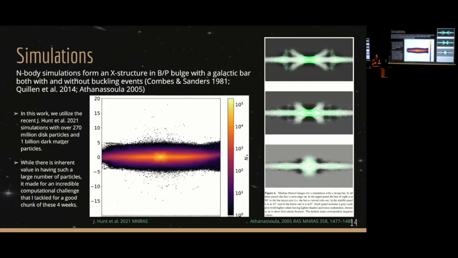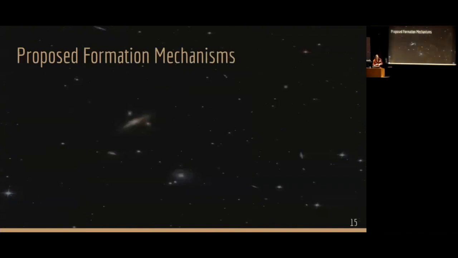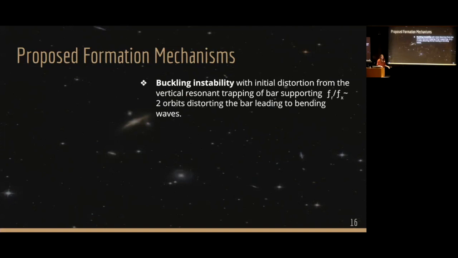So those questions that we want to ask start with, okay, where are these X's coming from? And so I'm going to outline the proposed formation mechanisms real quick. So first I mentioned buckling. Buckling instability is this initial distortion that has to happen from the vertically trapped 2-to-1 resonance stars.